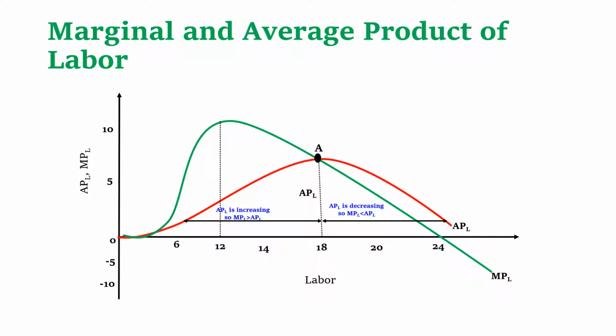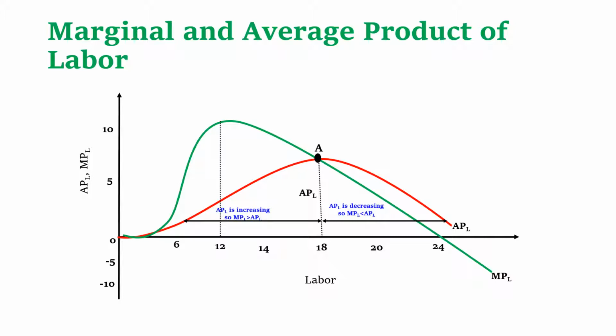This is just an example of the curve. You see that at point A, the average product is at the maximum, and then here the average product is decreasing. Because it is decreasing, the marginal product of labor is less than the average product. Over the range where the average product is declining, the marginal product is below the average product of labor. And over the region where the average product is increasing, the marginal product is above the average product of labor. This is why we say these curves are all U-shaped.